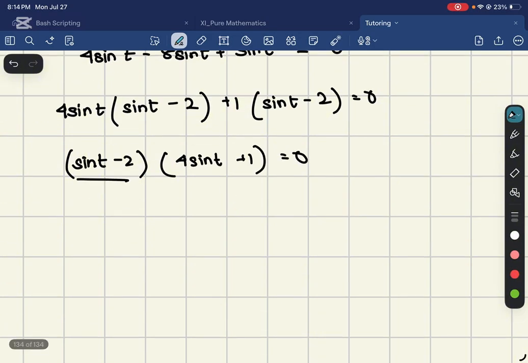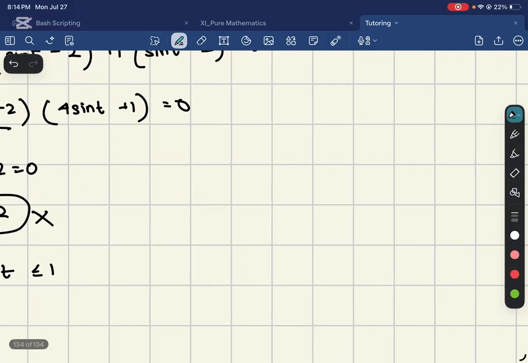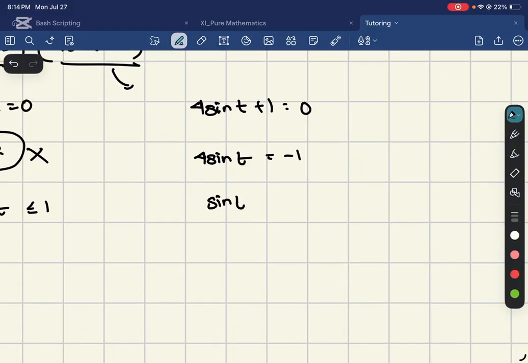Now let's solve for this. Sine T minus 2 is equal to 0. Sine T is equal to 2. But remember, sine of any angle is between positive 1 and negative 1. So this is not possible. So we just need to focus on this. 4 sine T plus 1 is equal to 0. 4 sine T is going to be negative 1. And sine of T is going to be negative 1 by 4.